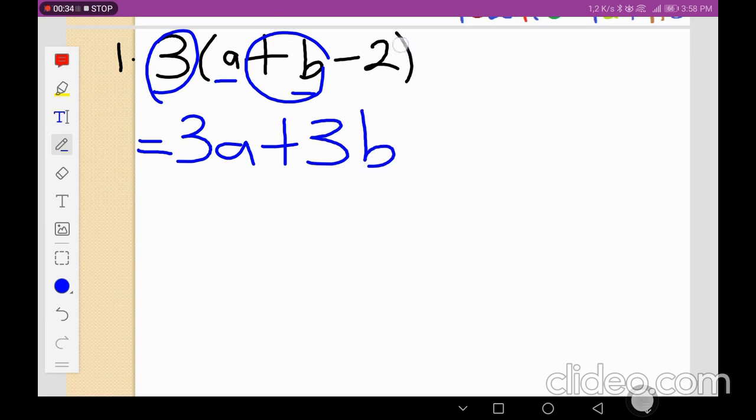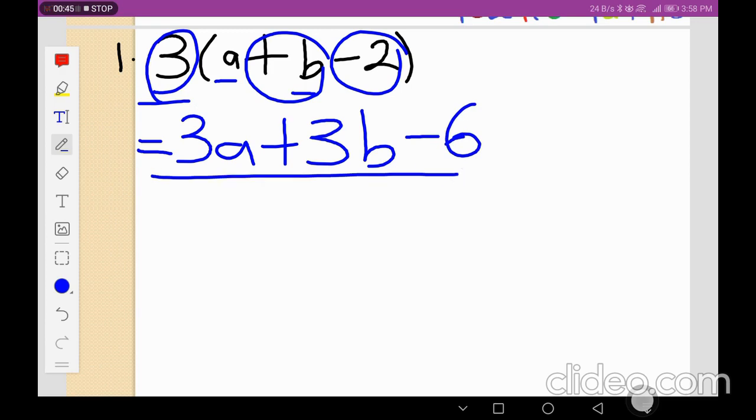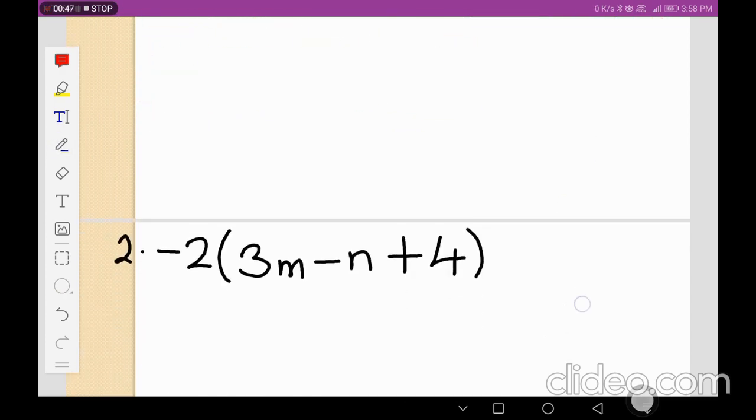Then the last one is minus 2 there. So I'll say 3 times minus 2, I'll get minus 6, okay? So for this one, we cannot go any further. This becomes our final answer. Let's look at another question.